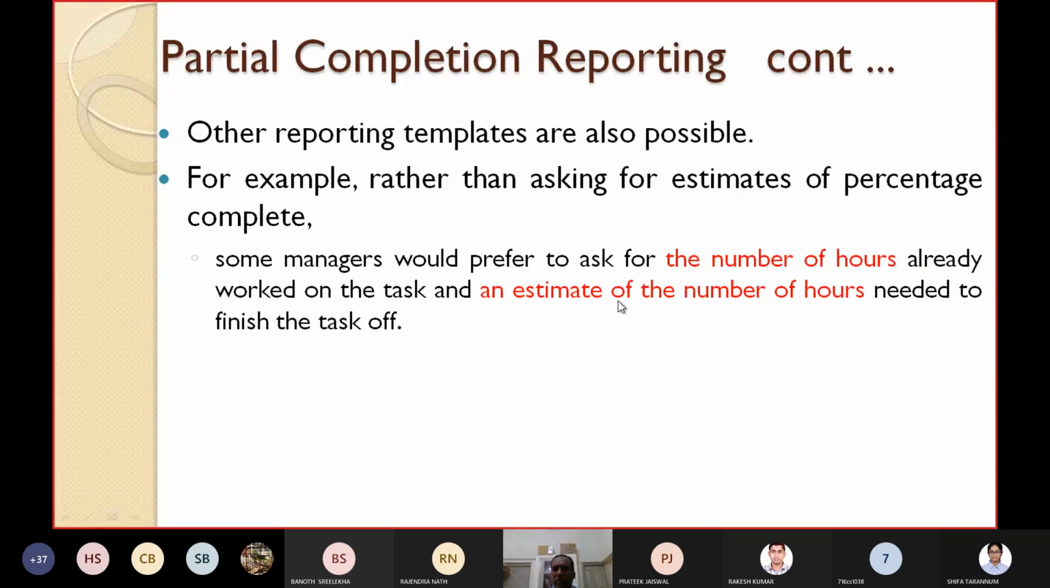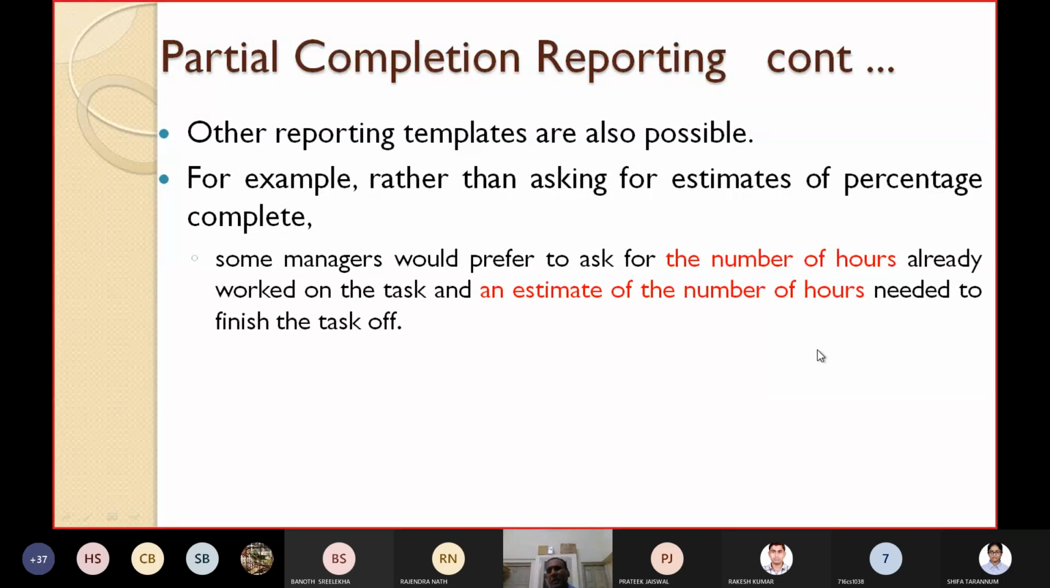Okay, so how many hours have you already worked, and how many more hours do you estimate it will take to complete the task, instead of asking for a percentage exactly. Suppose he is saying that if 100% is the total work and 30% is completed, then 70% is left, and in this case 90% is completed, 10% is left.